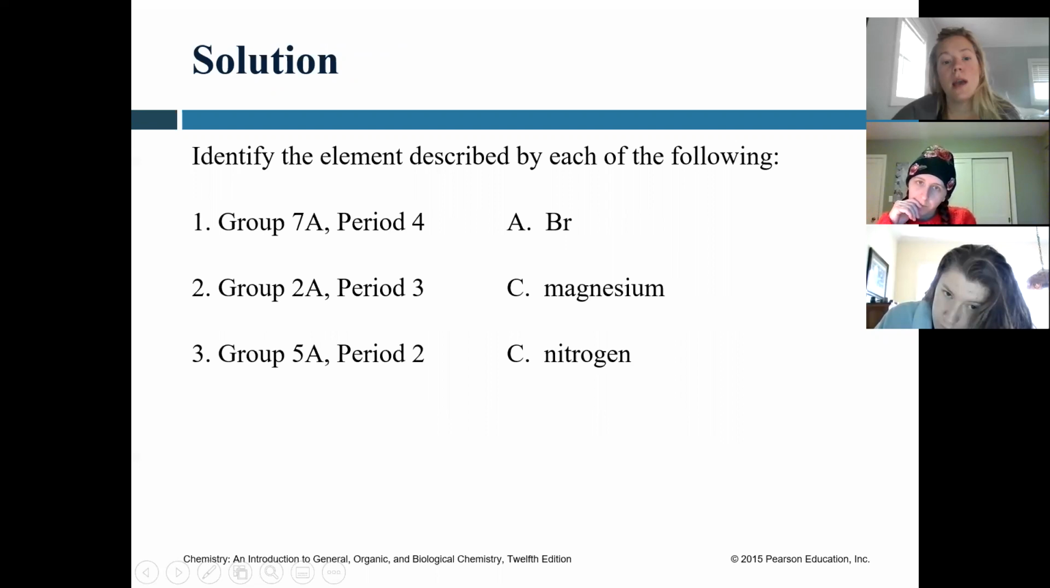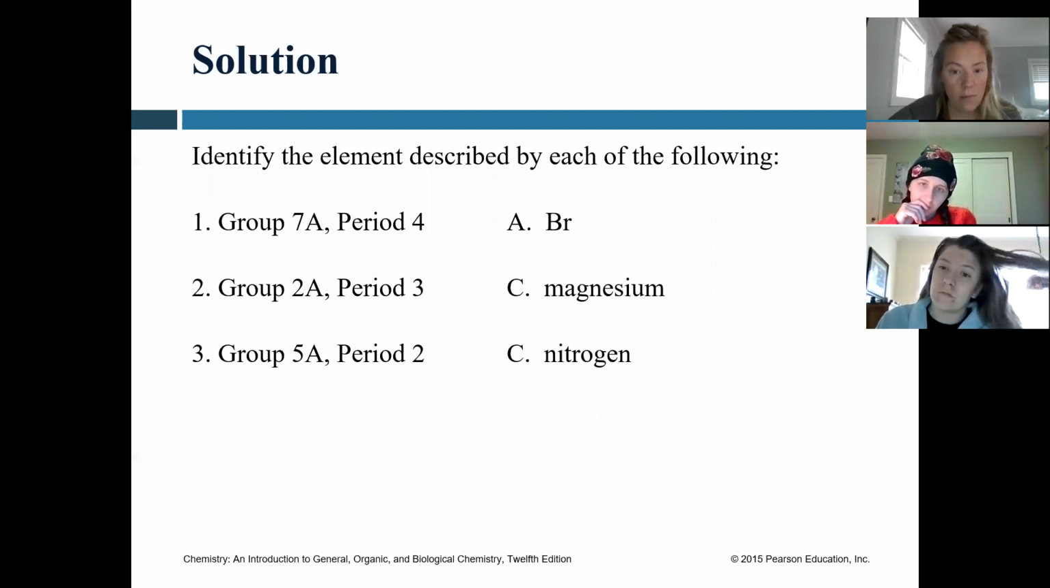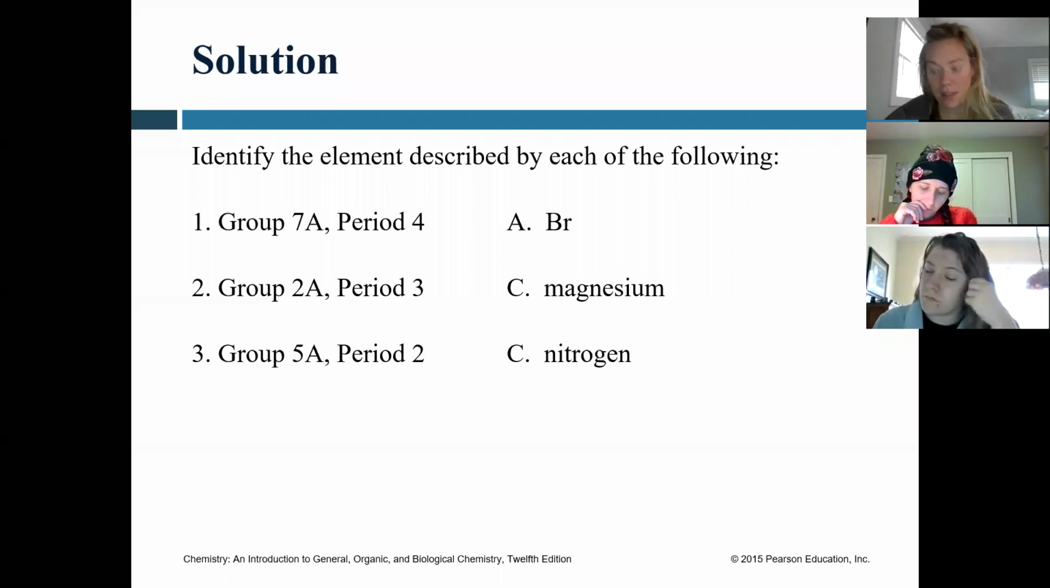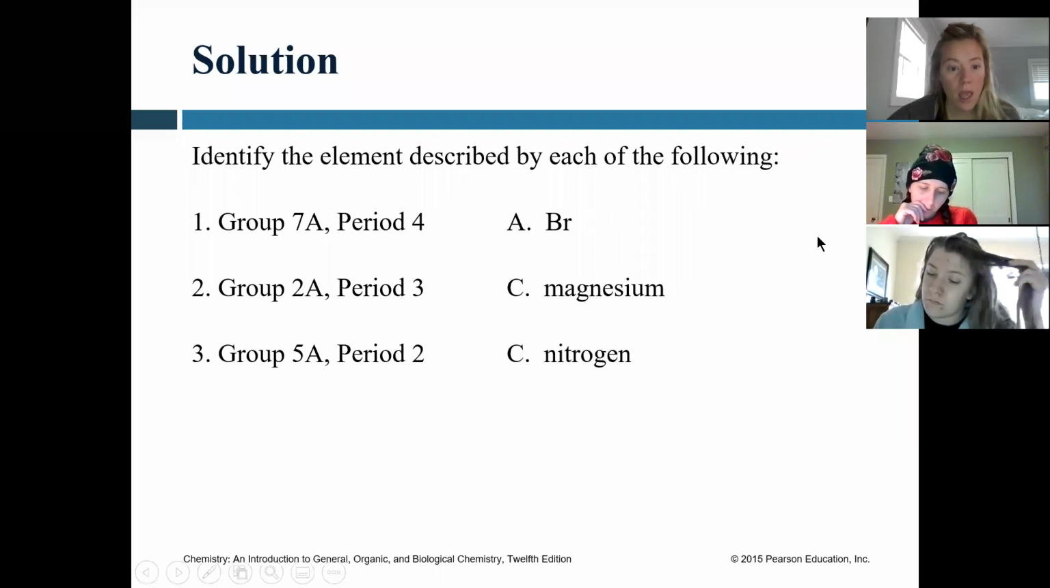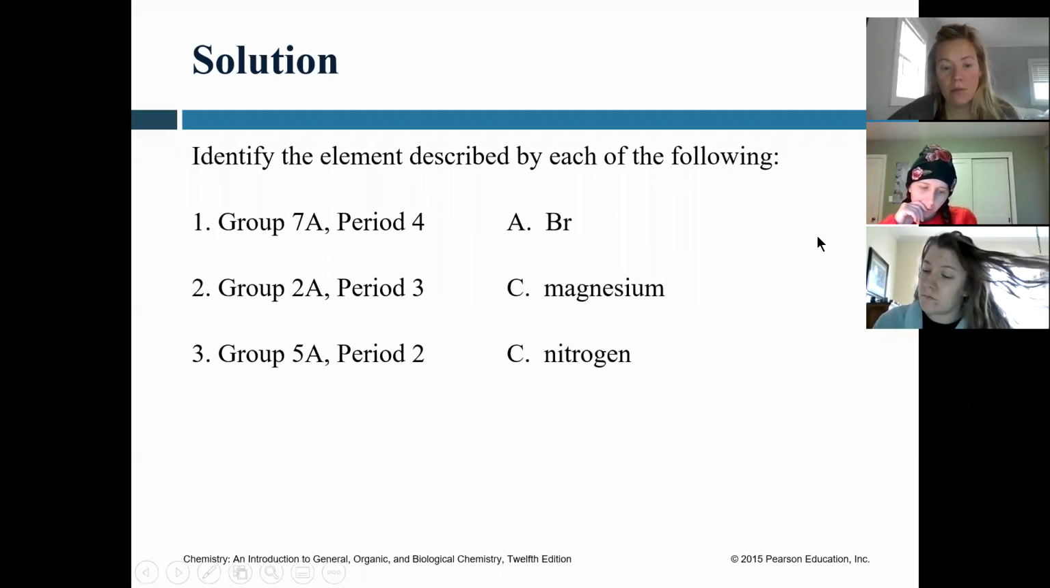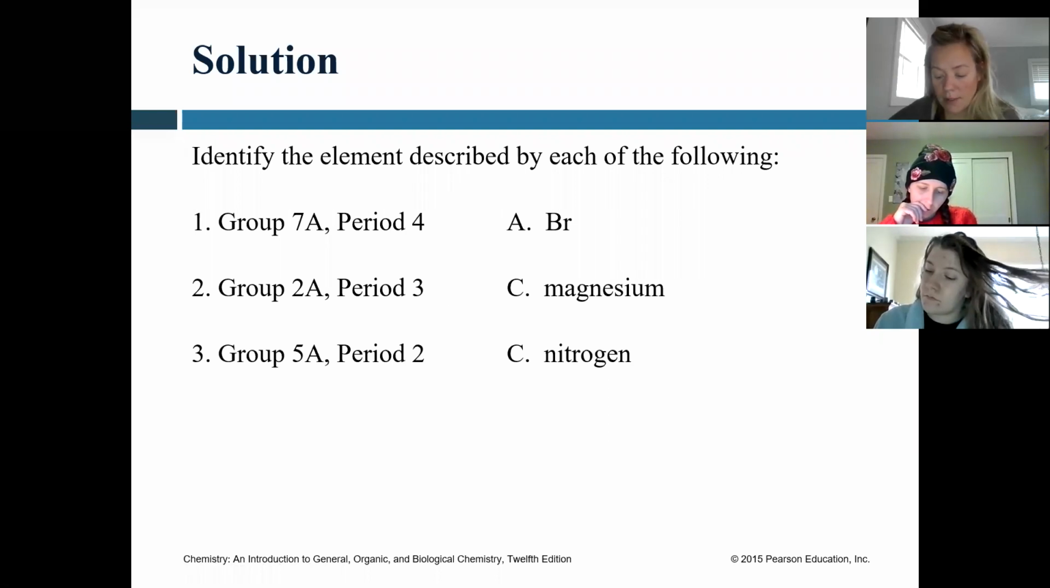The next one, 2A, period 3. So go over to the second column. We count 1, 2, 3, it would be magnesium. Again, you don't want to take it all the way down to calcium. You have to count the first step, even though nothing is there. And then group 5, period 2. So we go over to 5. 5 is the nitrogen phosphorus group. And if we're in period 2, well, we've got that phantom 1 and then right down into 2 for nitrogen.